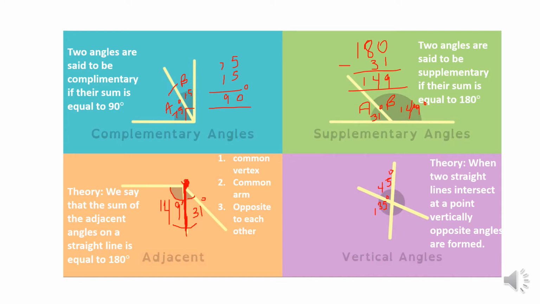The question is, what will be C? What will be D? Okay, if this is the case, what will be C and what will be D? This angle here is vertically opposite to D. So D is going to be 45 degrees. This angle here, 135, is vertically opposite to C. So C is going to be 135 degrees. Vertically opposite angles. Okay?